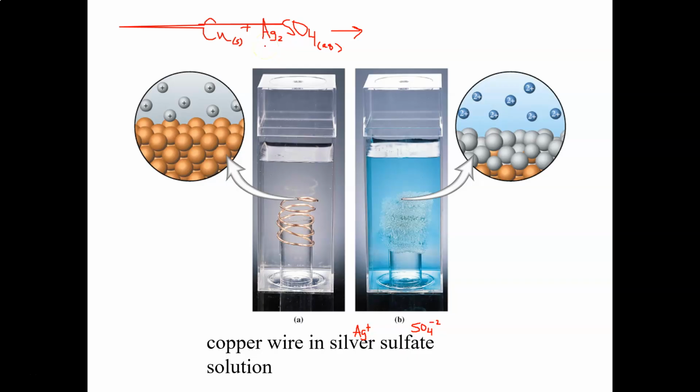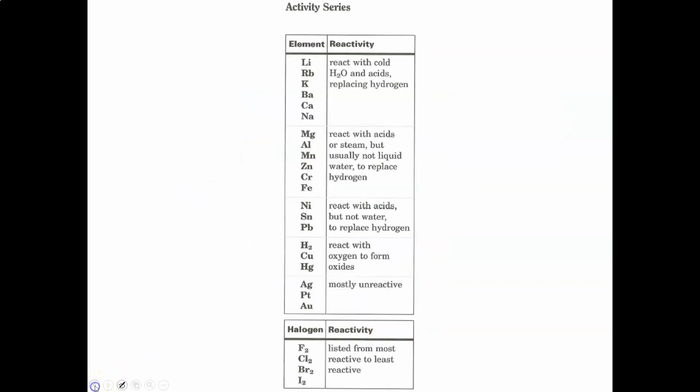Which one can it replace? Well, remember, metals can only replace other metals. So copper would try to replace Ag2. But how do I know that copper can replace Ag2? Well, that's what I'm going to have to look at my activity series for. So I'm going to go back to the activity series real quick. So I need to find copper and Ag. So here's copper. Here's silver.